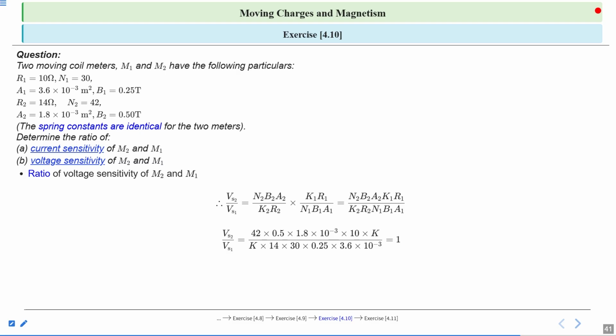N2 is 42, B2 is 0.5, A2 is 1.8 into 10 to the power minus 3, and K1 is K, R1 is 10, upon K2 is K, R2 is 14, N1 is 30, B1 is 0.25, and A1 is 3.6 into 10 to the power minus 3. After solving it, it will result in 1. So Vs2 upon Vs1 is equal to 1. So the ratio of voltage sensitivity of M2 to M1 is 1.